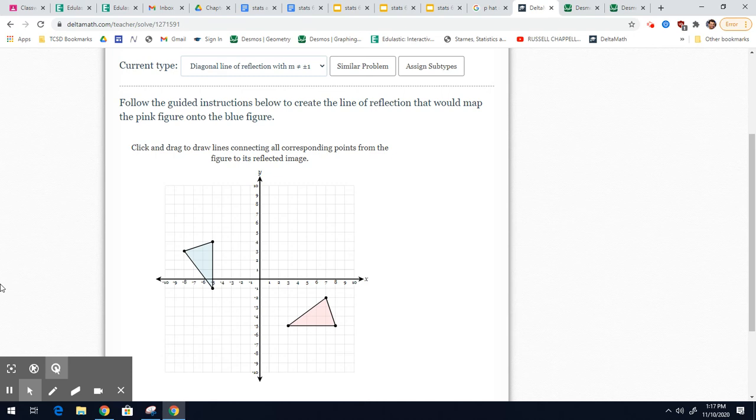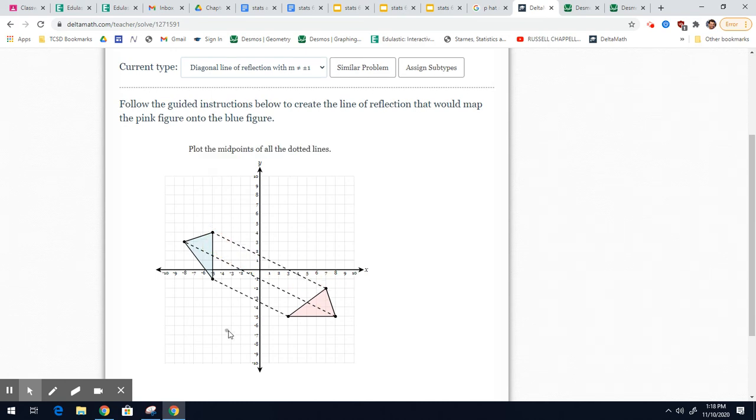All right, so let's take a look at this problem. So now we have to follow the instructions to get the line of reflection. It says connect the corresponding points, so from the pink figure to the blue. I believe that these two are corresponding, and these two, and these two. Okay, and now I need to find the midpoint. So again, I can guesstimate, or I can use slope. It's whatever you want to do.